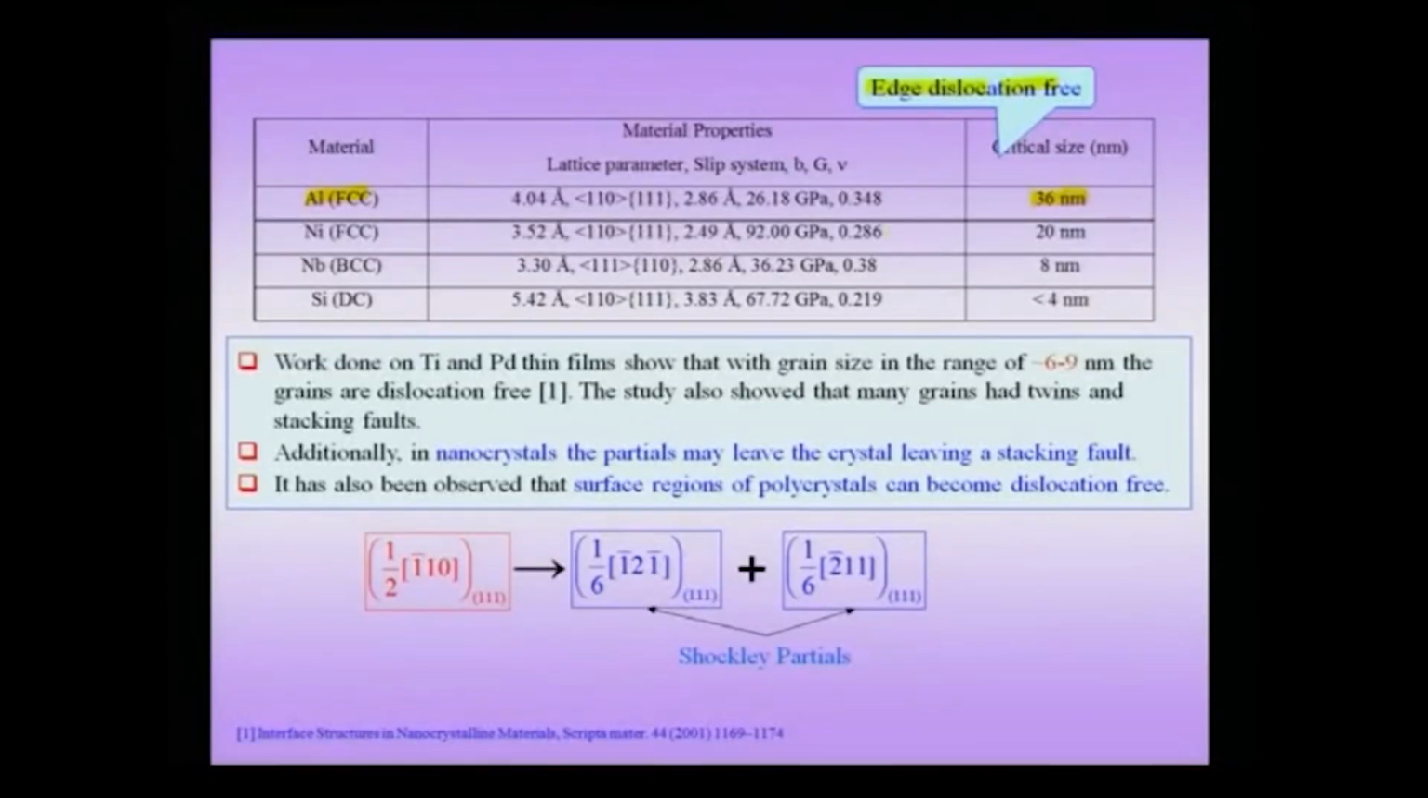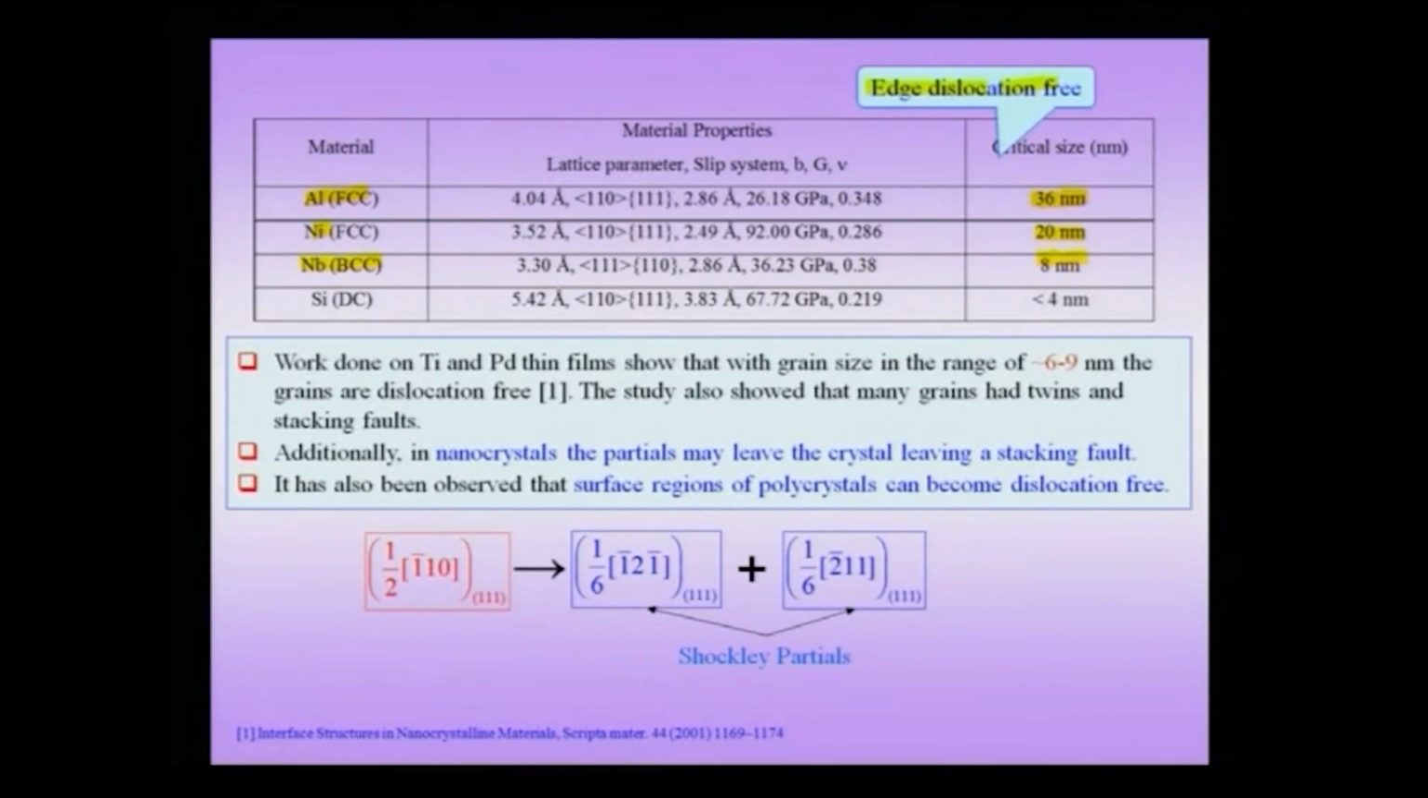And for a material like aluminum, it will become spontaneously edge dislocation free at a size of about 36 nanometer. That means these numbers lie in the nanoscale. For nickel it is even smaller, about 20 nanometer. For niobium, which is a BCC material and therefore has a higher Peierls stress, you have to go to even smaller sizes to actually make it completely edge dislocation free.